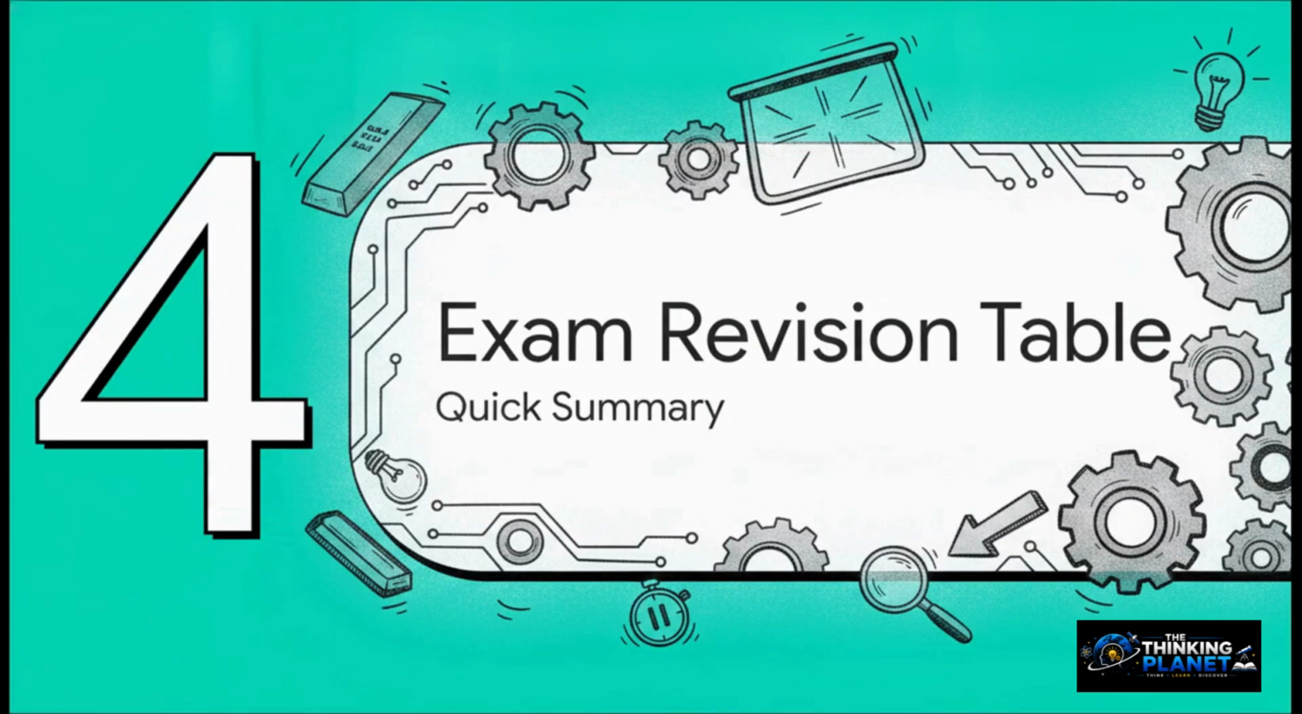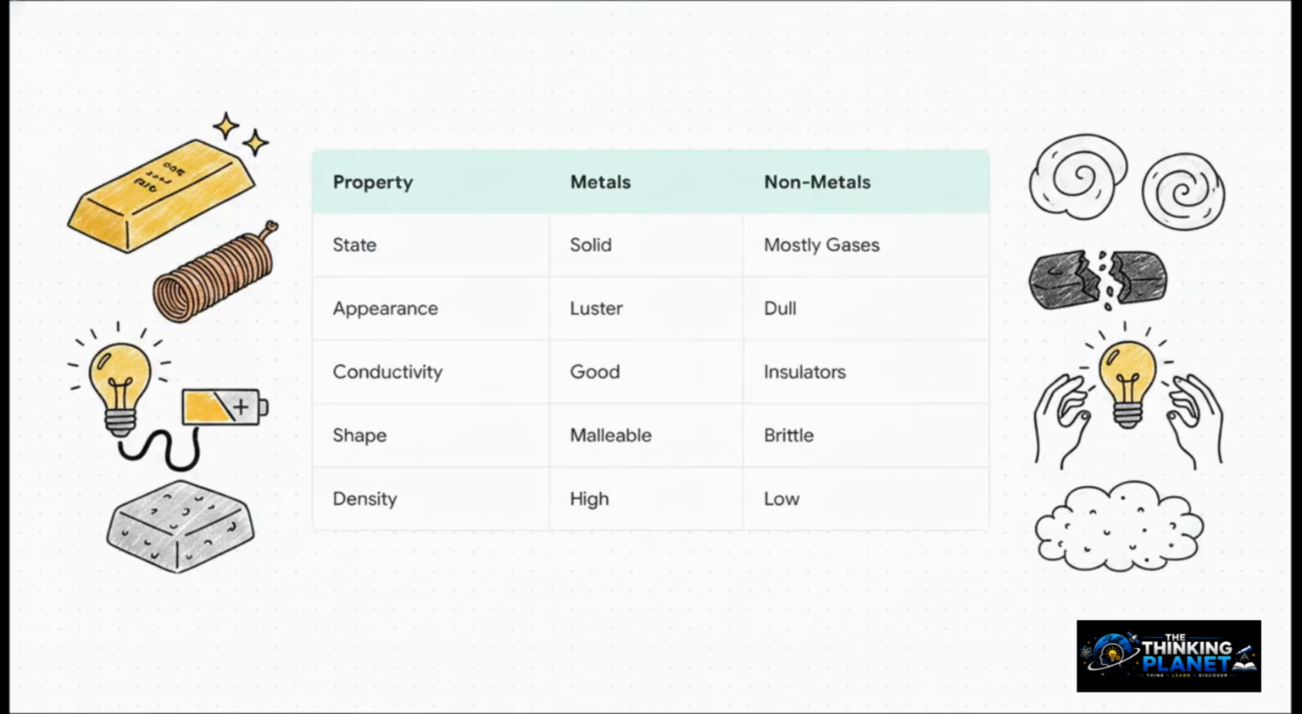All right, Section 4, Quick Exam Revision Table. Okay, here is your ultimate cheat sheet, so get ready to take some notes or a screenshot. Notice how perfectly these two sides contrast. For state, metals are mostly solid, nonmetals are mostly gases.